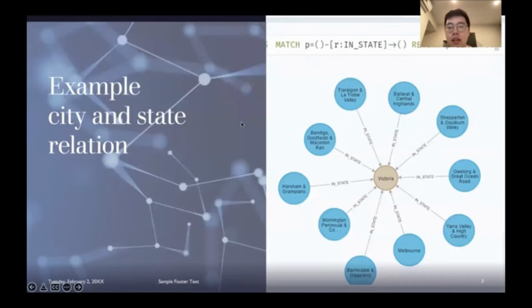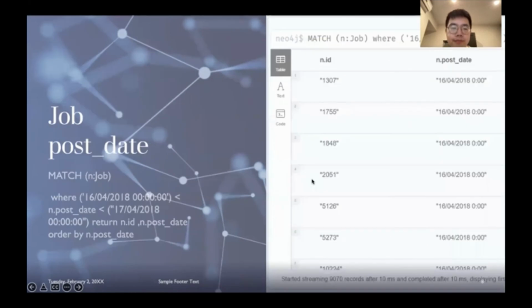Here is an example about the cities and the states. Limit 50 data. We can clearly see the relations between these cities and Victoria. If we want to look up all cities related to a state, the city and state relationships we have built will help us get results immediately.